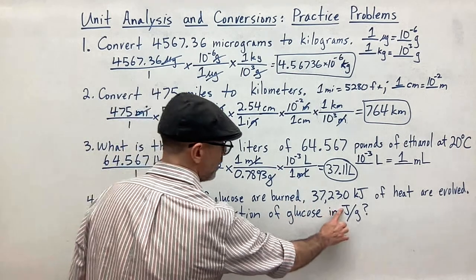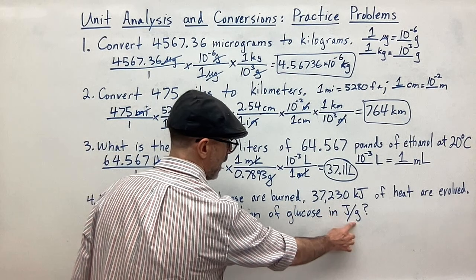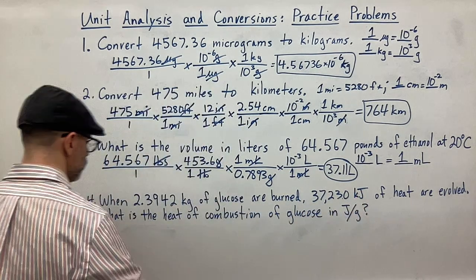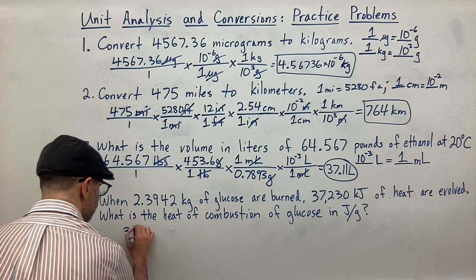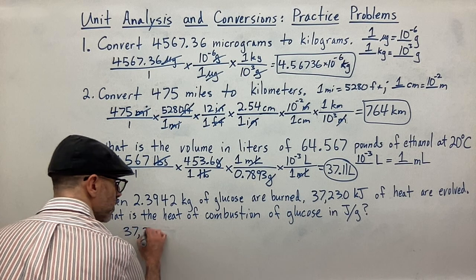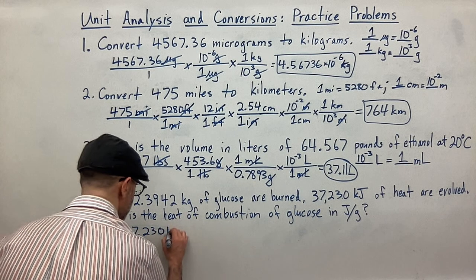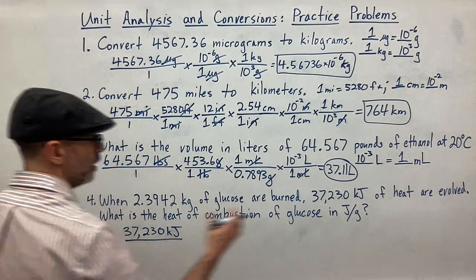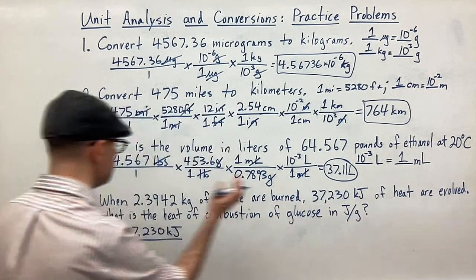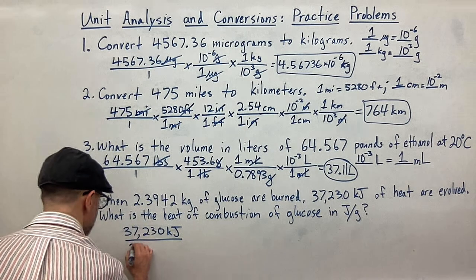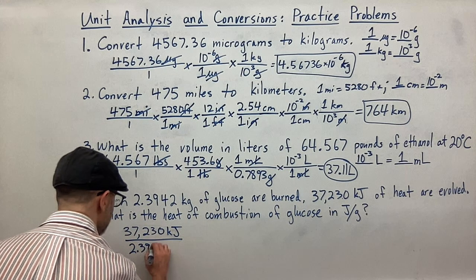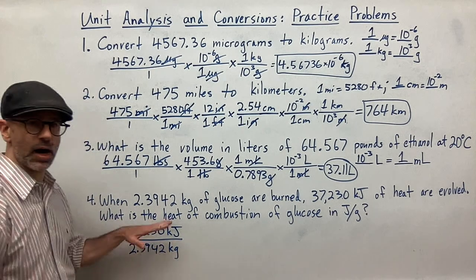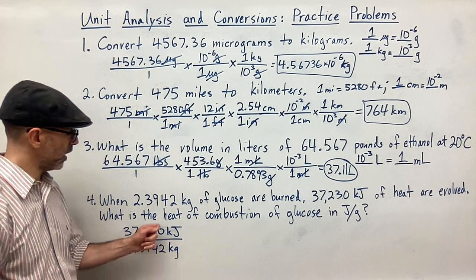Notice that they want the energy unit on top and the mass unit on the bottom, joules over grams. We have kilojoules, so we're going to put kilojoules on the top: 37,230 kilojoules. And we're going to put that over the mass. They want grams, but we have kilograms, so we're going to put kilograms on the bottom: 2.3942 kilograms. Okay, so now we have our ratio that they want, but the units are different.